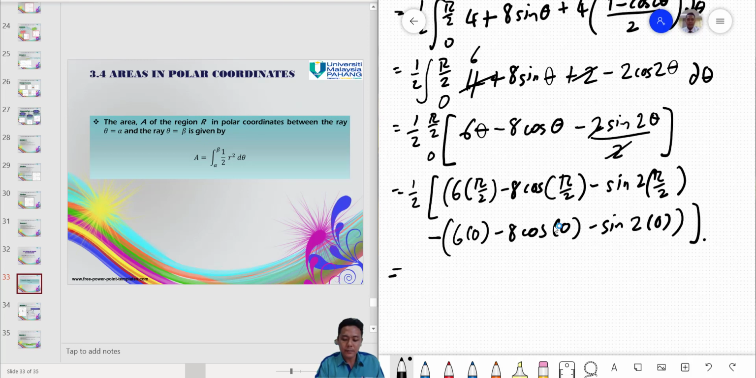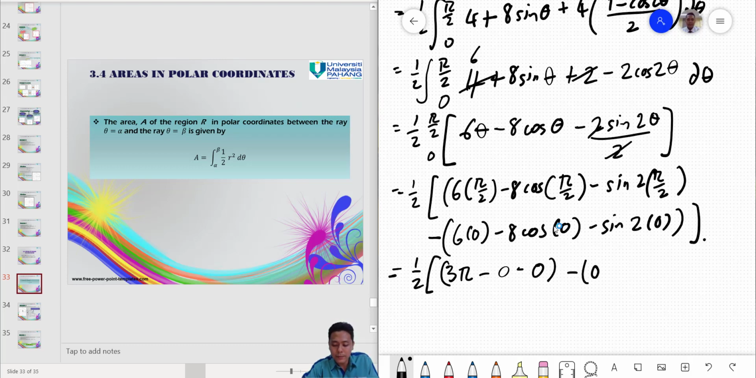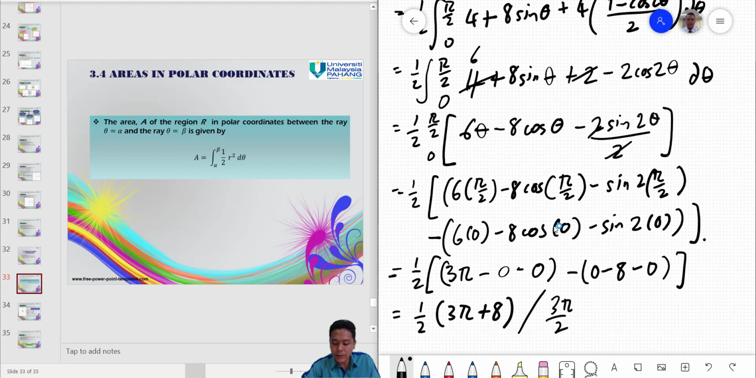Okay. Carefully calculate the value. Here there will be 3 pi. Cos pi over 2 is 0, so minus 8 times 0 is 0. Sin pi is 0, close. Minus 0, cos 0 is 1, so negative 8 minus 0, closed. Therefore, your answer will be half of 3 pi plus 8, or 3 pi over 2 plus 4 unit squared.